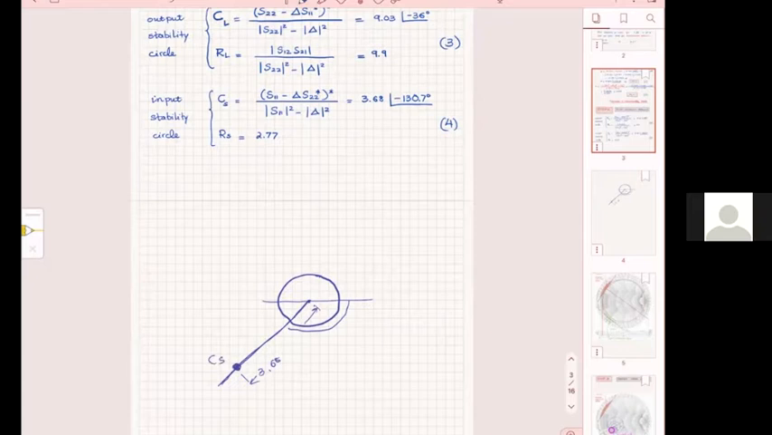The radius of the Smith chart is 1. So from here to there is going to be 3.68 minus 1, which is 2.68. But the radius, R_S, is 2.77. So if I were to draw this circle, let me do it green, it's going to look like this.